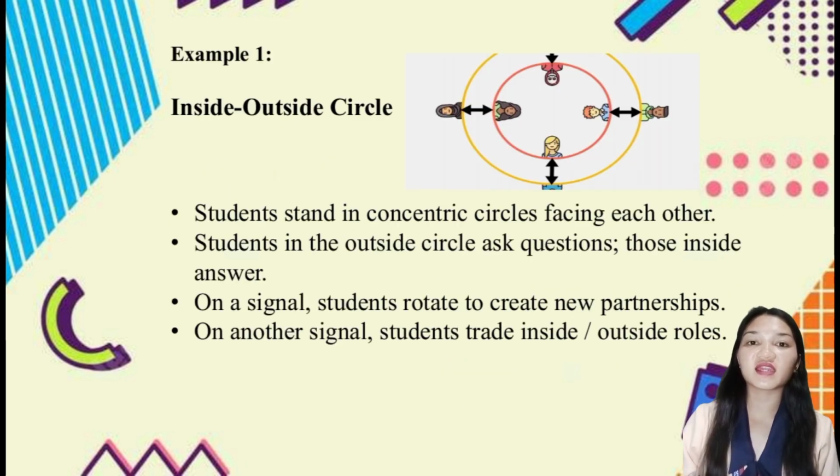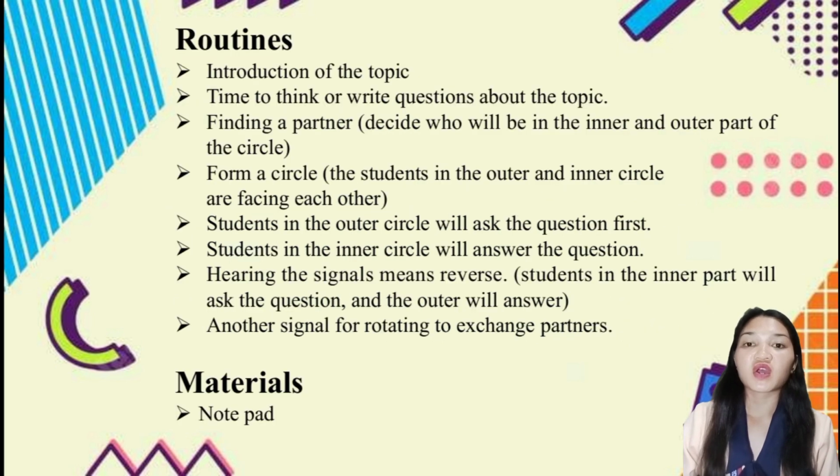Example 1. Inside-outside circle. Students stand in concentric circles facing each other. Students in the outside circle ask questions, those inside answer. On a signal, students rotate to create new partners. On another signal, students trade inside or outside rows.